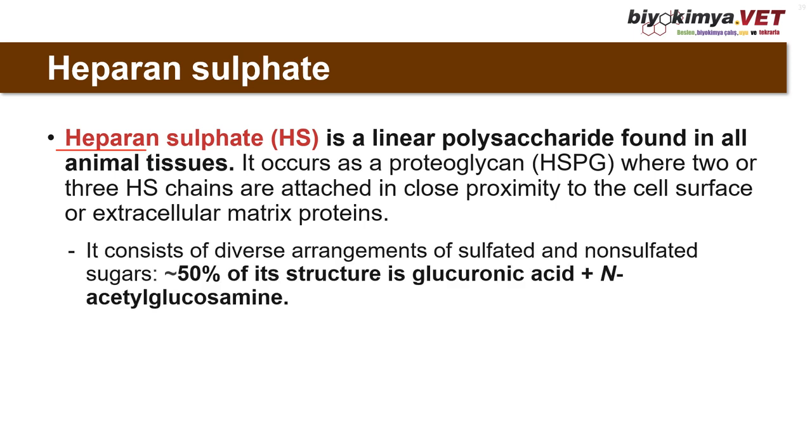It consists of diverse arrangements of sulfated and non-sulfated sugars, and approximately 50% of its structure is glucuronic acid plus N-acetylglucosamine as a repeating disaccharide unit. And the sulfated segments along the chain enable extensive interactions with numerous proteins, including growth factors, components of the extracellular matrix, and various enzymes and factors found in plasma.